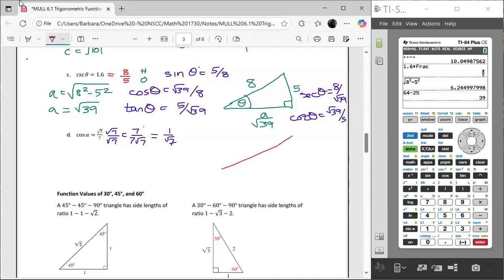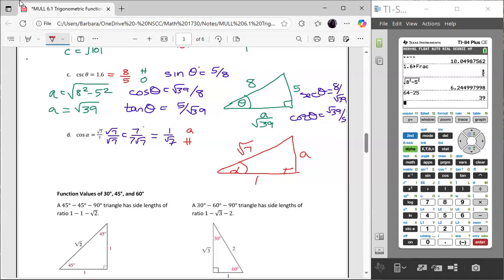Sketching our graph with the ratio of the sides, we see cosine is adjacent over hypotenuse. So that's the square root of 7. The adjacent is 1 if I put alpha here in the corner. And then we just need to solve for A.